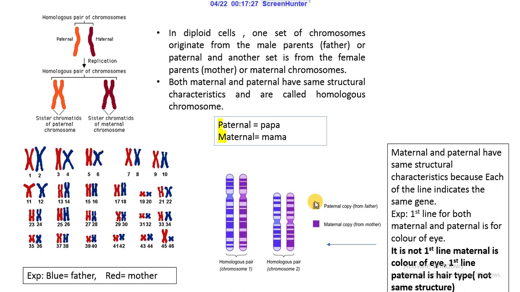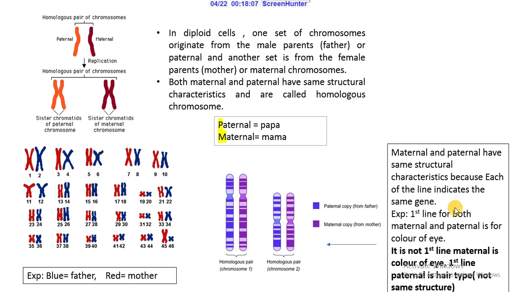And you can see why the maternal and paternal have the same structural characteristics, because each line indicates the same gene. If you look at here, the lines we call bands. This is the first band, the second band, the third band. You can see the width is also the same for both the maternal and paternal. The blue one is the paternal, the purple one is the maternal. As you can see, the sequence of the bands and the width are all the same.